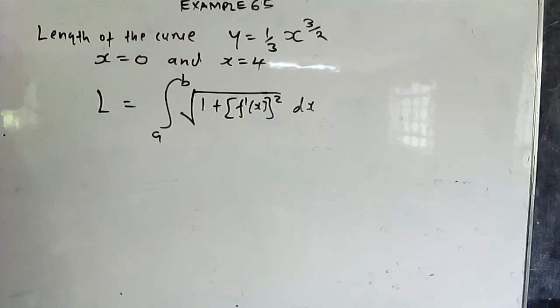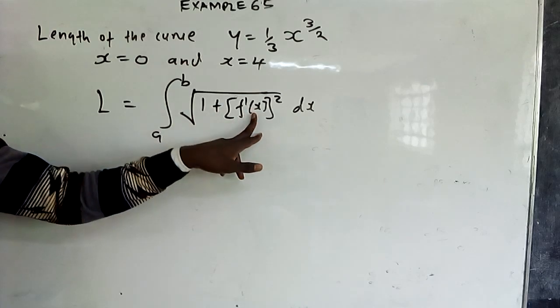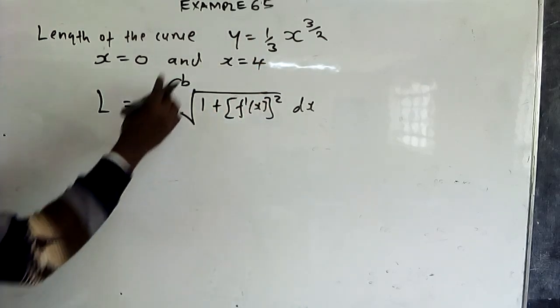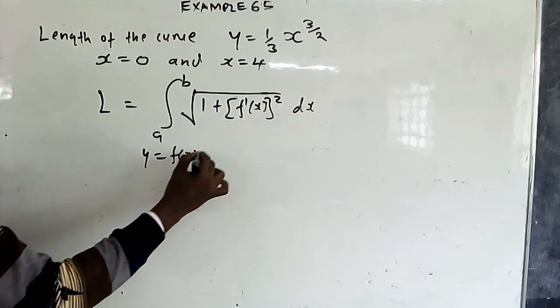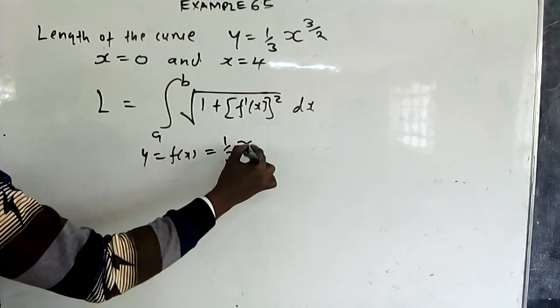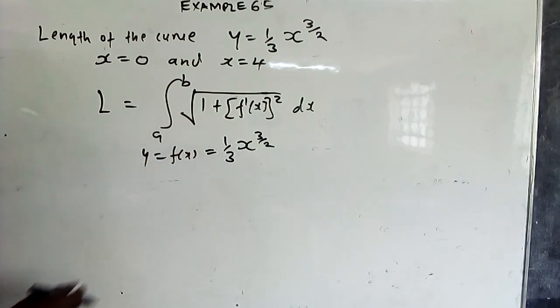Yes. Are we together? For you to determine the length of a curve, you find the square root of 1 plus, you get the derivative of that function, then you square it, isn't it? So let us start. What is y? Y is a function of x. So if y is a function of x, it is equal to what? Y is equal to 1 over 3 x raised to power 3 over 2. But we don't want the function of x, we want its derivative, isn't it?